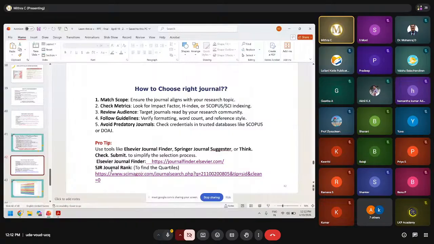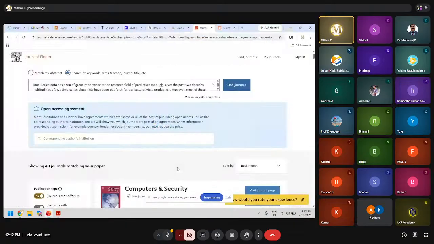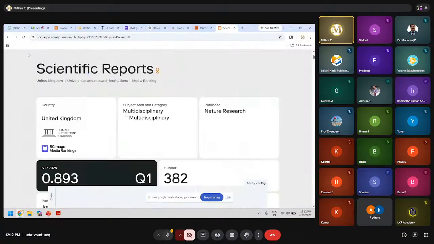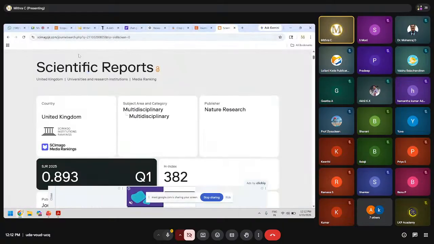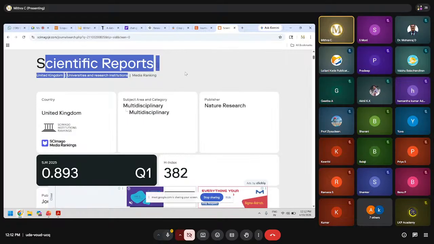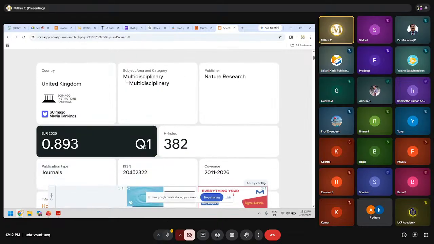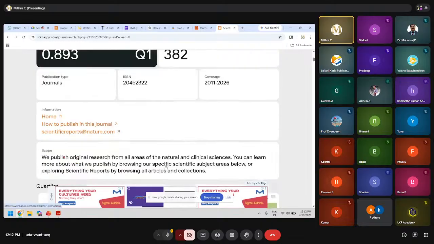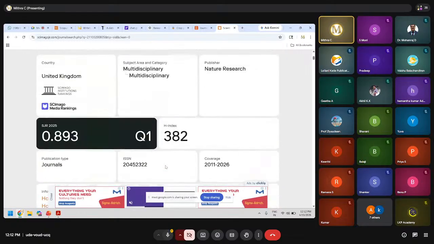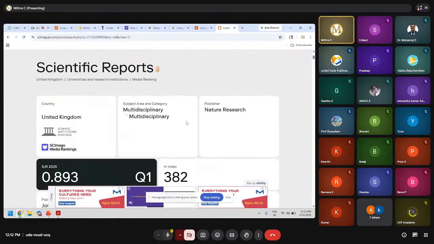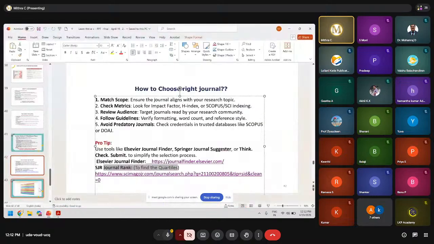And if you really want to know what quartile it belongs to, you can go for the SJR journal ranking, that is SCImago Journal Rank. I have chosen Scientific Reports as my article. It will tell you whether it is Q1, Q2. It is an official site. And you will get the Nature Research details, all these things clearly described here about the journal. So based on this, you can identify whether the journal is good or fake.